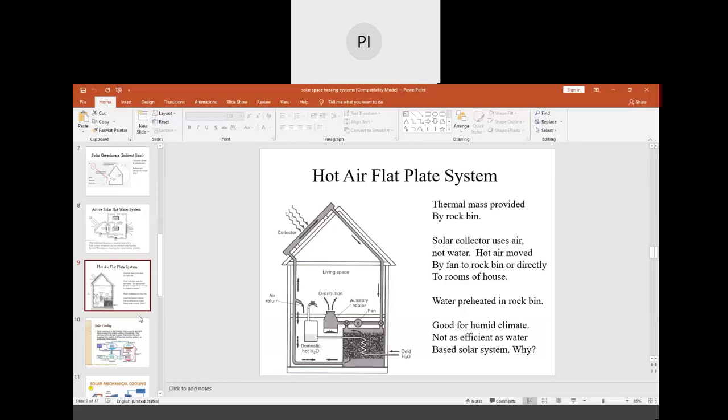In this way, there are so many methods for producing heat energy. That heat energy can be used to warm up spaces or rooms, or sometimes it can also be used in hot water systems.